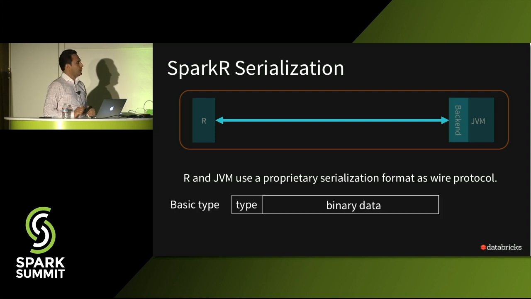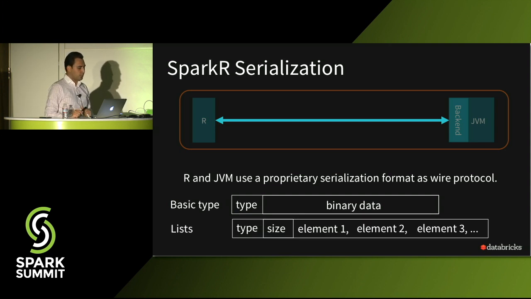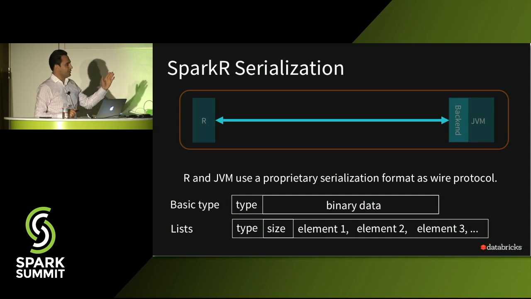It's very simple. Their basic types are serialized by encoding the name of the type and then the binary representation as the rest of the message. And for more complex types, they're basically all converted to lists, and each list is serialized as the type, the size. The type is going to be list in this case. Basically, we literally have the character L, the size of the list, and then each element is going to be serialized if it's a basic type. And as you can see, this is very simple. There's nothing fancy about it, but it works.